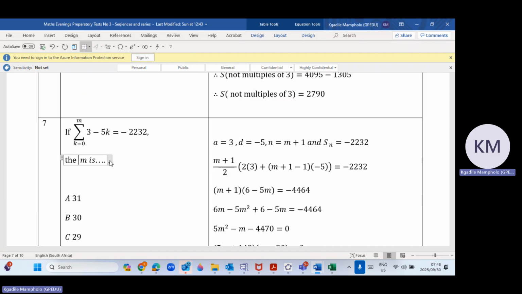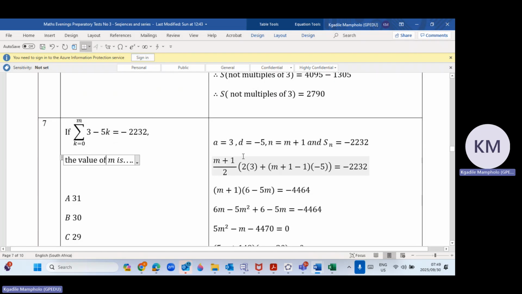So we say the value of m is, now we are calculating the value of m. Now don't forget that the value of m can only be equal to n if the index of summation is 1. Here, the index of summation is 0. So n is always this one on top plus 1 minus the index of summation.